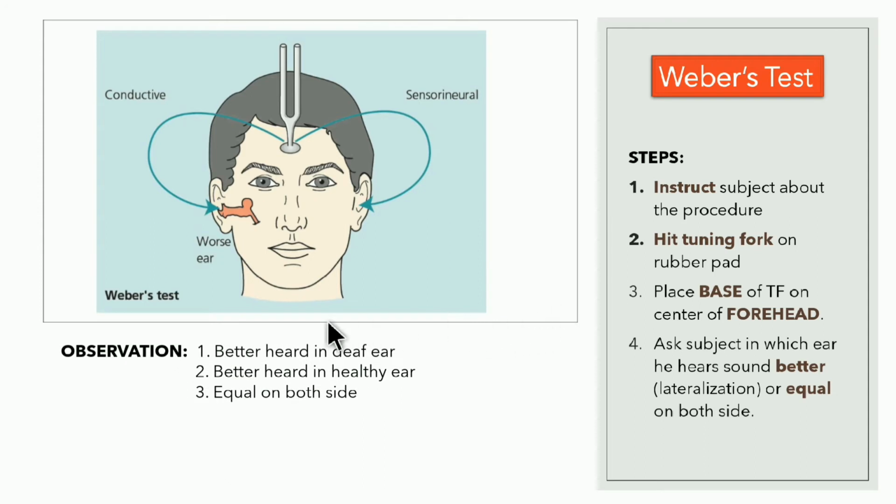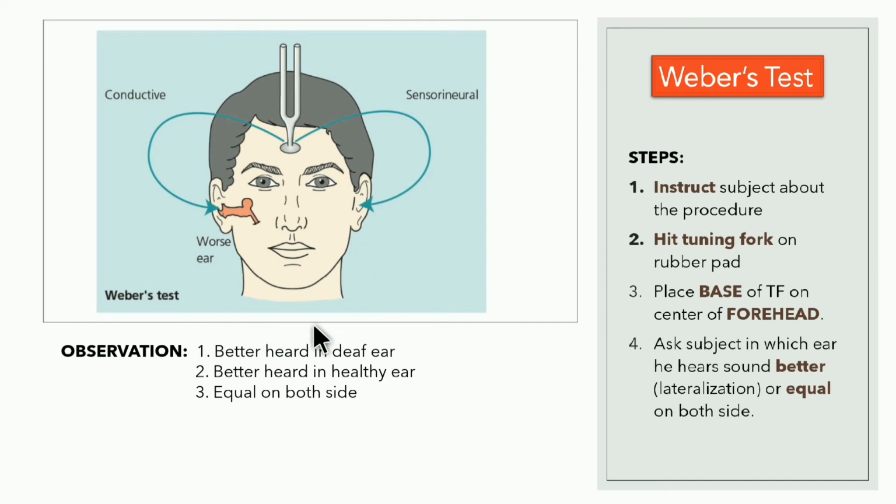So what are your observations? The person may say it is better heard in the deaf ear. That is, the person says he is able to hear better in the ear he is complaining about. Suppose the person had a complaint that he is not able to hear in his right ear, but in Weber's test he hears better in the right ear. That means it is better heard in the deaf ear. Then, better heard in the healthy ear: if the patient says he is able to hear the sound better in the healthy ear. This is the second scenario. And the third scenario is when the person is able to hear the sound equally in both ears.